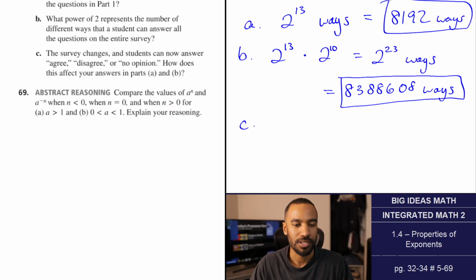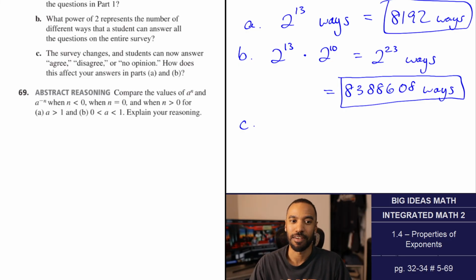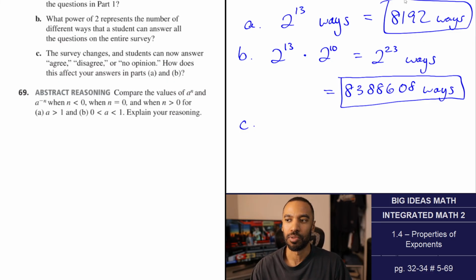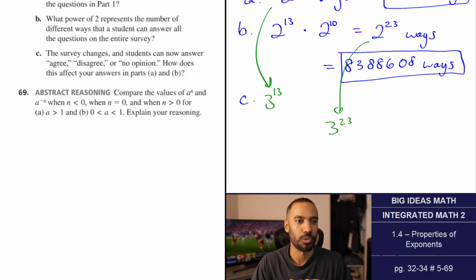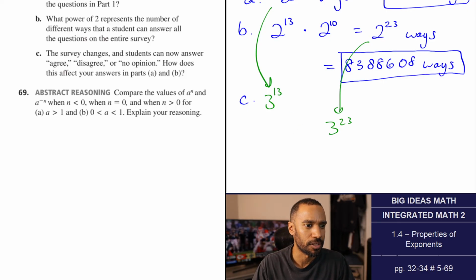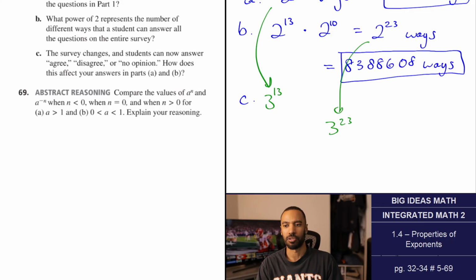The survey changes, and students can now agree, disagree, or have no opinion. How does this affect your answers in parts A and B? Well, now you're talking about 3 to the 13th ways, and 3 to the 23rd. Now, 3 to the 23rd may be too large for me to talk about. Let me just see what it looks like. Yeah, it gets scientific notation on my calculator.